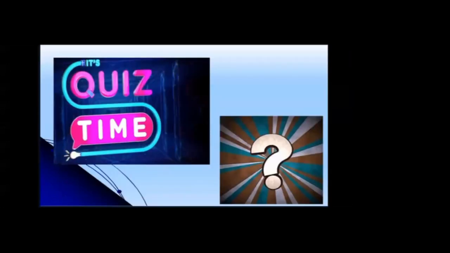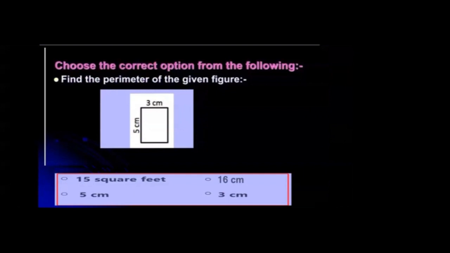I hope everybody has understood all the 4 sums plus 2 examples that we have seen. Now it's quiz time. We will check what you have understood in this session. See, the first question is on your screen, children. Can anyone read the question?